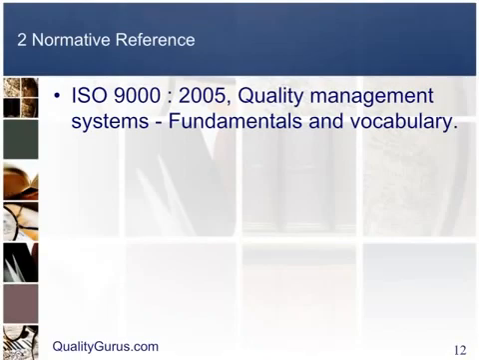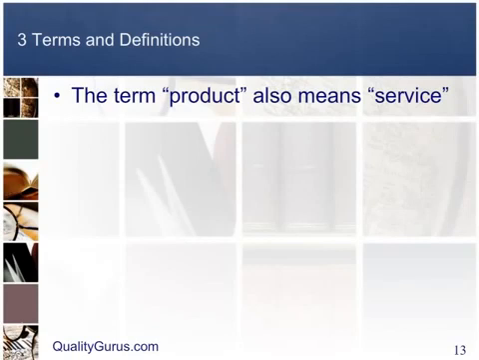Under this section, the standard refers to ISO 9000, which provides the definitions of quality management related terms and their interrelationships. The term product is used throughout the standard. This section clarifies that product may also mean service. So if you read product anywhere in the standard, that means product or service.